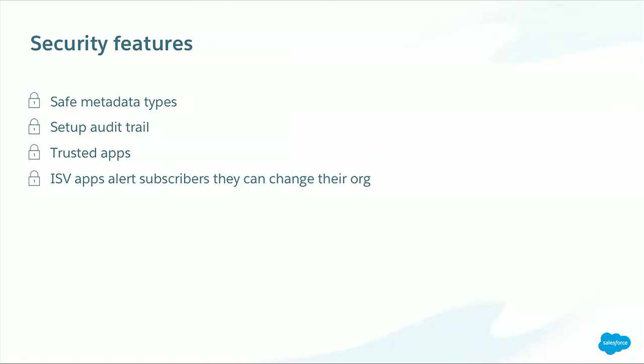are that ISV apps, if they have the capability to make changes to the metadata in the subscriber org through this tool, the ISV is required to alert the subscriber of this. And this is not enforced programmatically; it's enforced by policy in our security review. So an ISV would need to make a note in the description field for their app.